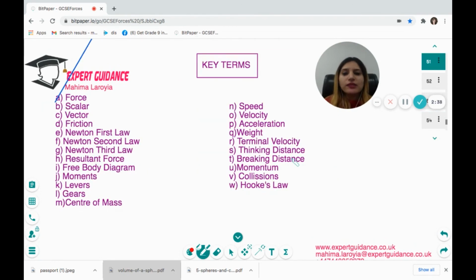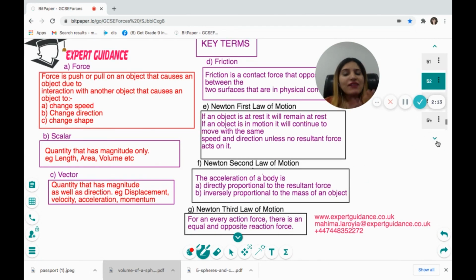Okay, so I hope this unit is clear to you. And these are the important key terms that you should be able to answer. What are forces, scalar, vector, friction, Newton's first law, second law, third law, the resultant force, what is a free body diagram, moment, lever, gears, center of mass, speed, velocity, acceleration, weight, terminal velocity, thinking distance, braking distance, momentum, collisions, and Hooke's law. And we have discussed all of them in this entire video.